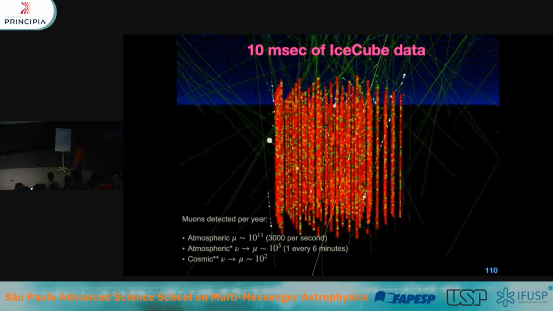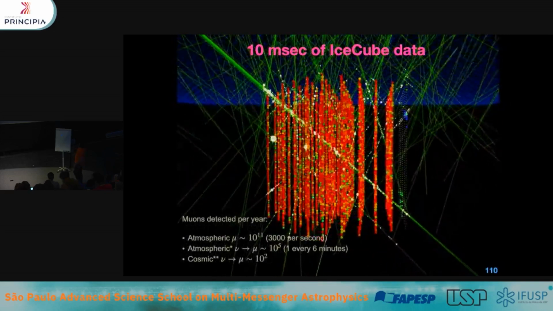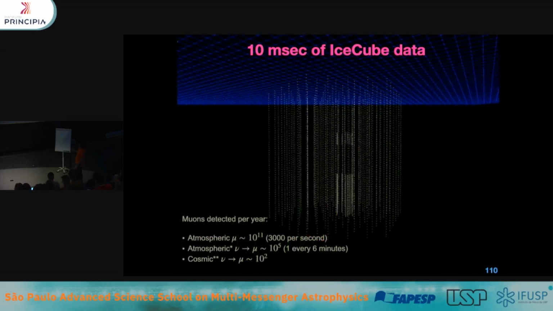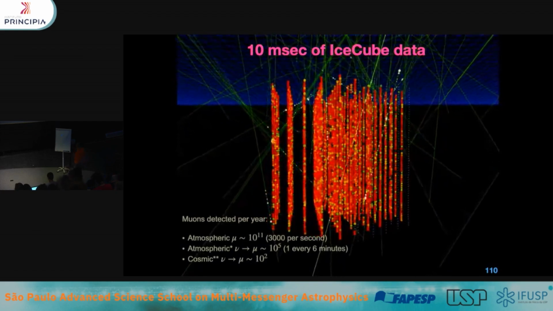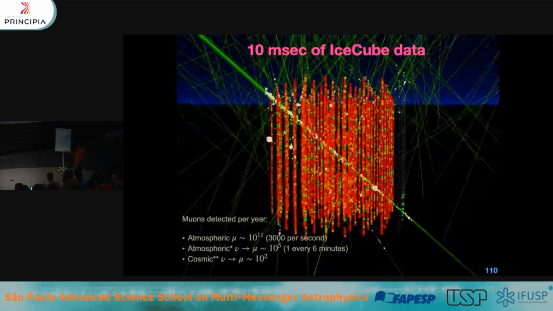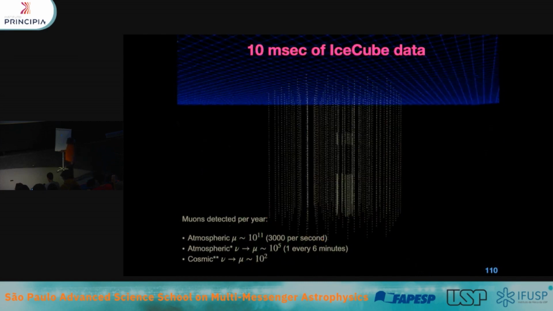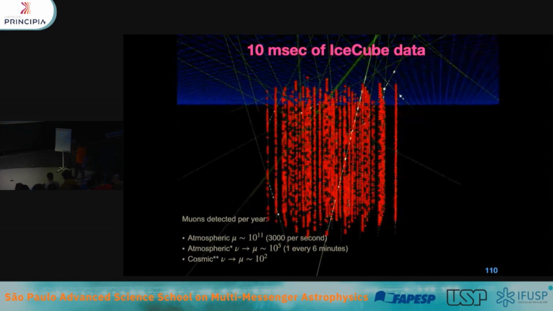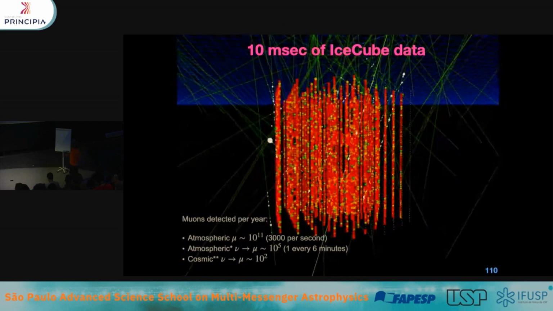Here is a Monte Carlo of 10 milliseconds of IceCube data. This is simulation, and you can see the different traces. They correspond to high energy muons that are produced by cosmic ray air showers. To give you a sense of scale, we are talking about 10^11 muons per year. That's about 3,000 per second. So this is the 3 kilohertz rate that we were talking about earlier for the trigger decision problem.